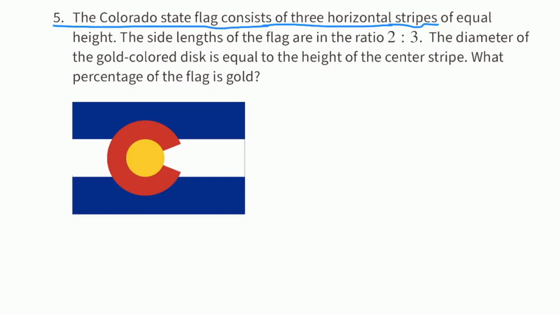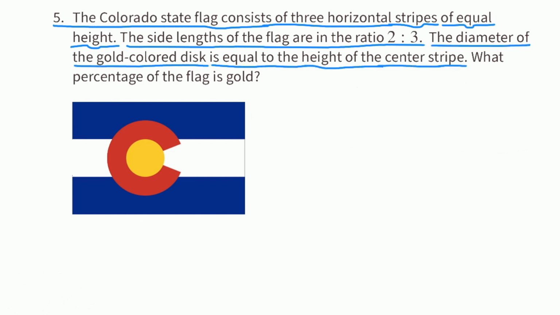Problem number 5. The Colorado state flag consists of 3 horizontal stripes of equal height. The side lengths of the flag are in the ratio 2:3. The diameter of the gold-colored disc is equal to the height of the center stripe. What percentage of the flag is gold?